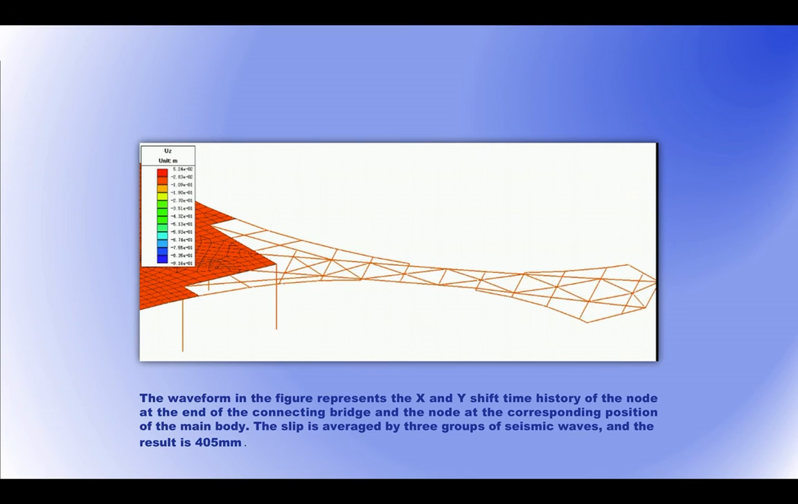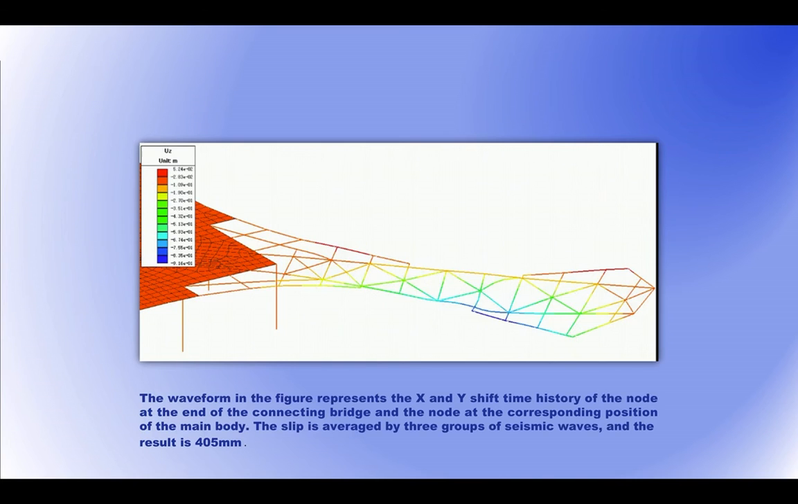The sliding displacement of the high-level bridge between towers 3 and 4 is the largest, and the maximum displacement calculation goes with the input of the 3 groups of seismic waves. The waveform in the figure represents the end node of the bridge and the main body of a branch X, while displacement time history of the node and the corresponding position. The method of combination is a vector of 3/6 of seismic work, and the result is 405 millimeters.